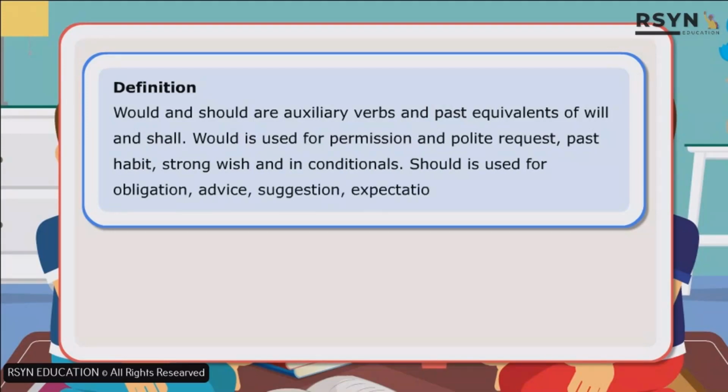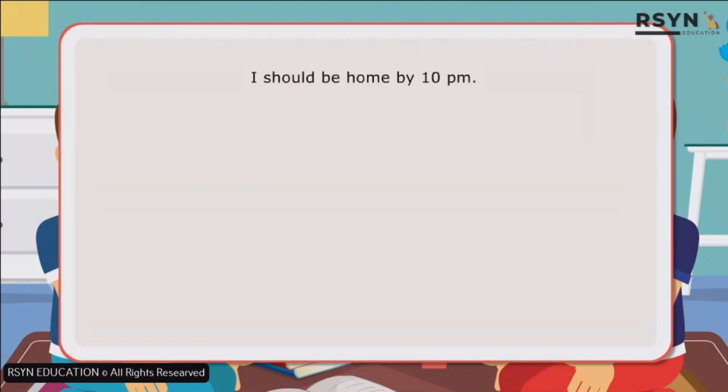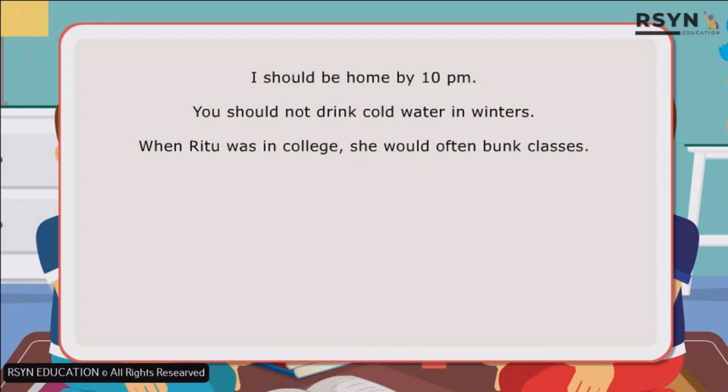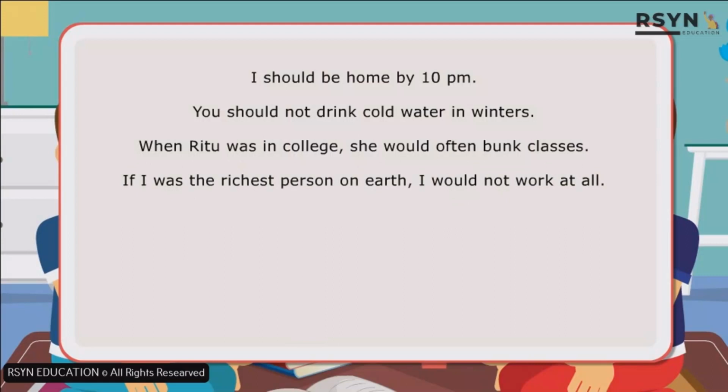Let us look at few sentences. I should be home by 10 p.m. You should not drink cold water in winters. When Ritu was in college, she would often bunk classes. If I was the richest person on earth, I would not work at all.